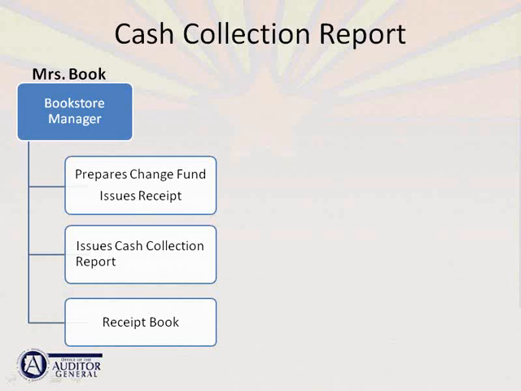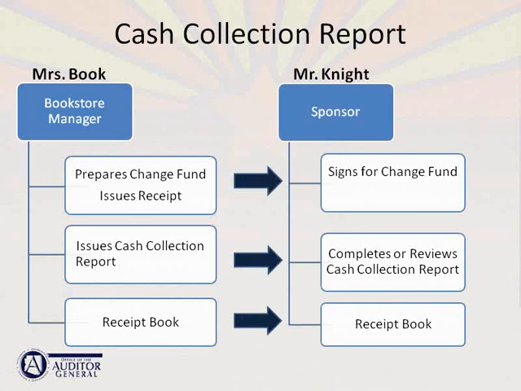With the cash collection report, the process begins with the bookstore manager, Mrs. Book. This example assumes the club will use a receipt book to document sales. Mrs. Book prepares a change fund and a cash collection report with the beginning and ending receipt numbers. The receipt book, cash collection report, and the change fund are then issued to the club sponsor, Mr. Knight. Mr. Knight signs for the change fund, receipt book, and cash collection report. He oversees t-shirt sales and completes or reviews the cash collection report accordingly.